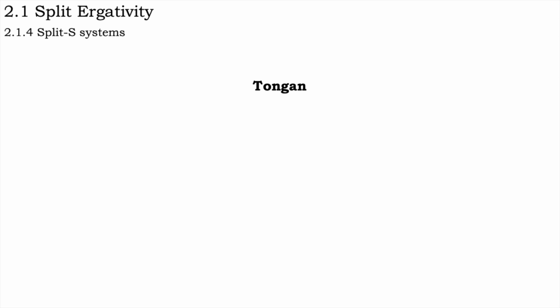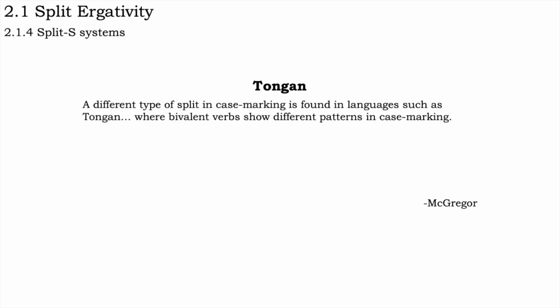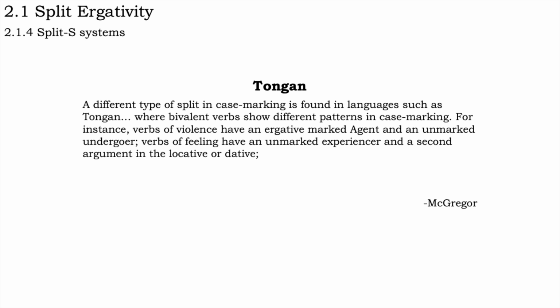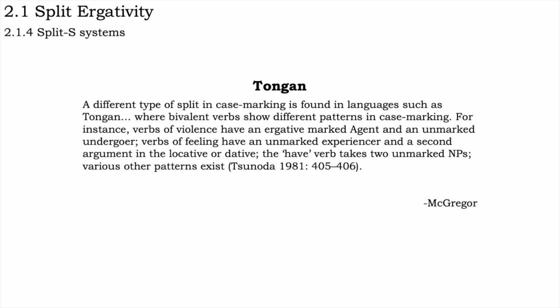According to McGregor, Tongan has an unusual alignment system in which different types of verbs use different case marking techniques. A different type of split in case marking is found in languages such as Tongan, where bivalent verbs show different patterns in case marking. For instance, verbs of violence have an ergative marked agent and an unmarked undergoer. Verbs of feeling have an unmarked experiencer and a second argument in the locative or dative. The have verb takes two unmarked NPs, and various other patterns exist.